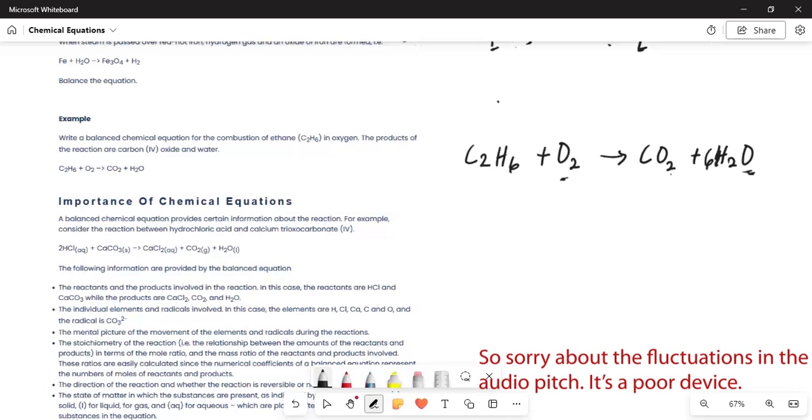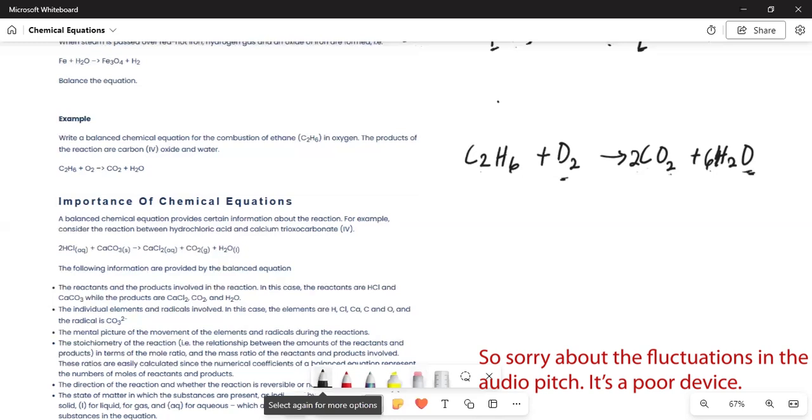Now that makes oxygen 6 plus these two, 8 altogether. So if I place a 4 here, that is 8, 8. Oxygen is balanced, but carbon, I have 2 here, I have 1 here. So if I place a 2 here to balance the carbon, then that makes oxygen on the right hand side to be 2 times 2, 4, plus this 6 here, 10, which means this 4 here will not work.